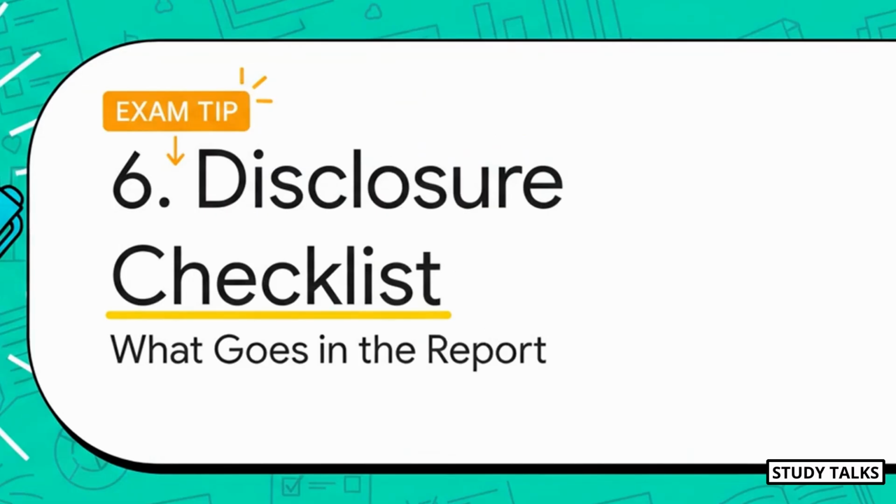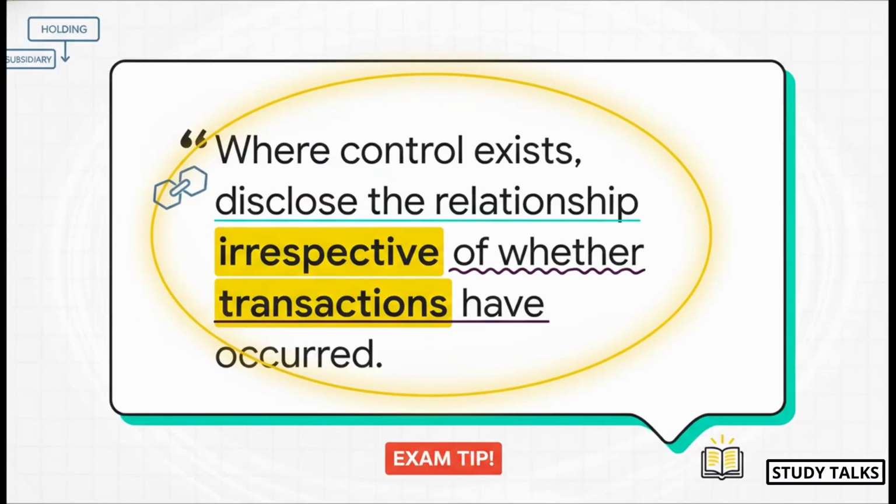Okay, so we know how to spot the parties, we know the rules. So what's the last piece of the puzzle? What do you actually have to write down in the financial statements to get full marks? Let's go through the final checklist. Listen up, because this is probably the single most important rule for disclosures. If there's a control relationship, like a parent and a subsidiary, you must disclose that relationship. It doesn't matter if not a single rupee changed hands between them all year. The very existence of that control is so important that shareholders need to know about it. Do not forget this point.